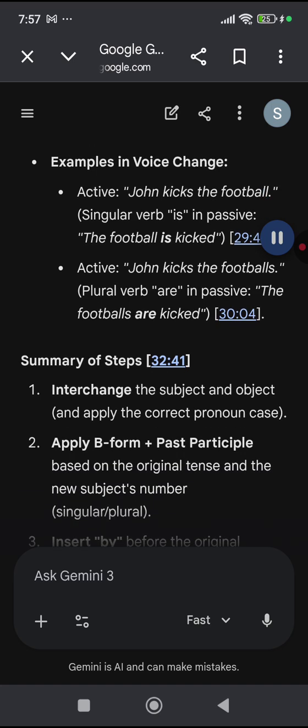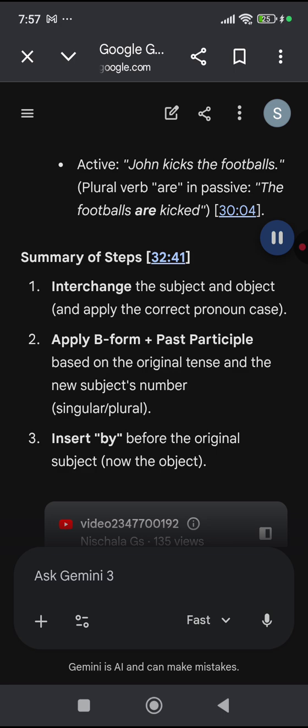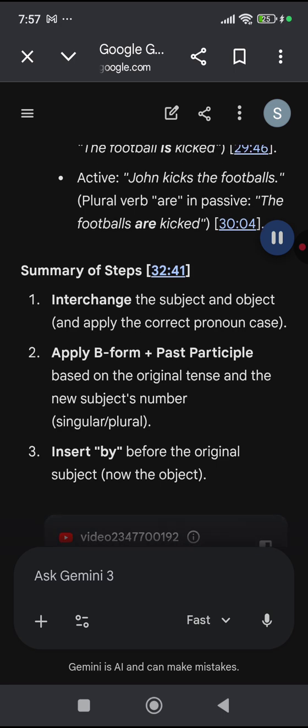Summary of steps. Interchange the subject and object and apply the correct pronoun case. Apply be form plus past participle based on the original tense and the new subject's number, singular or plural. Insert by before the original subject, now the object.